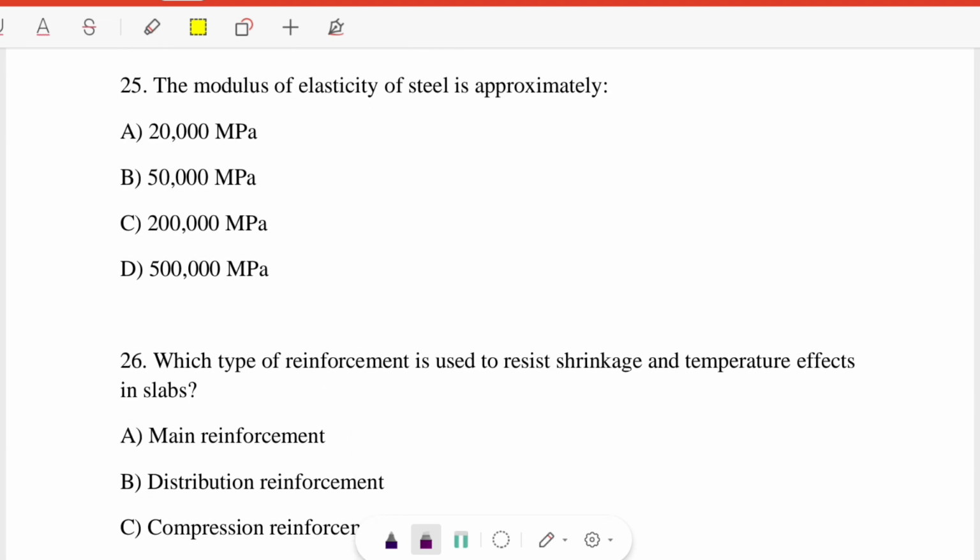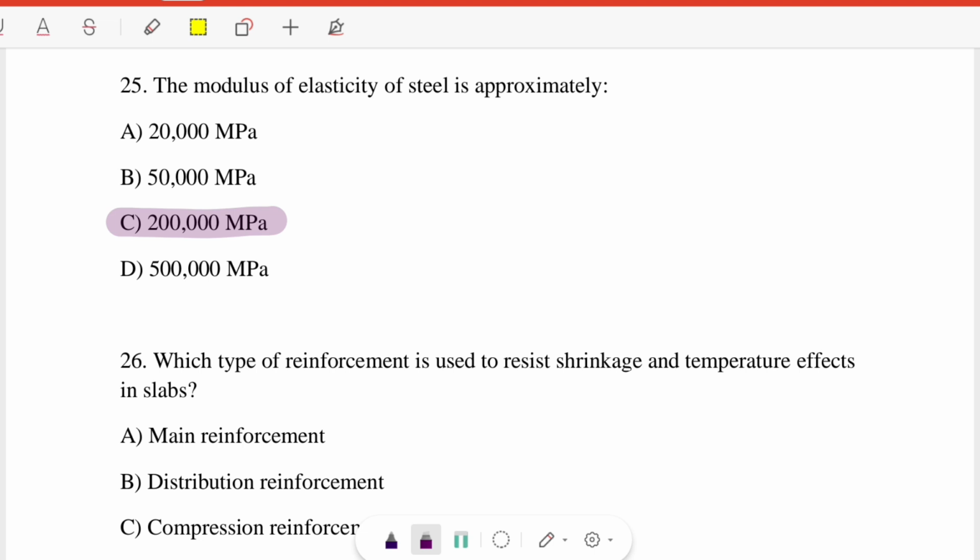Next question, the modulus of elasticity of the steel is approximately equal to option A 20,000 megapascal, option B 50,000 megapascal, option C 2 lakh megapascal, option D 5 lakh megapascal. The correct answer is option C 2 lakh megapascal.